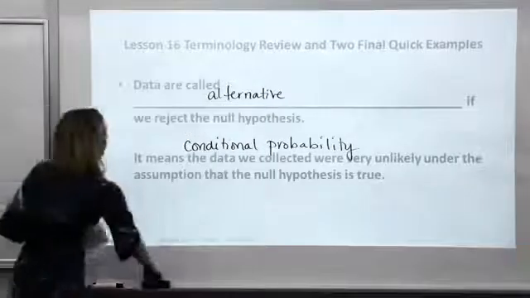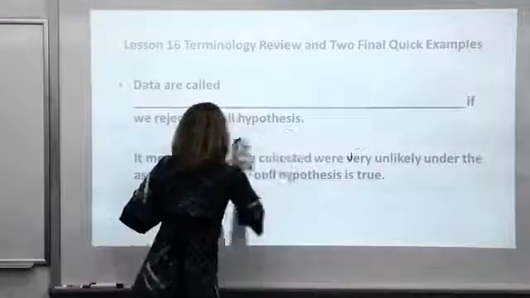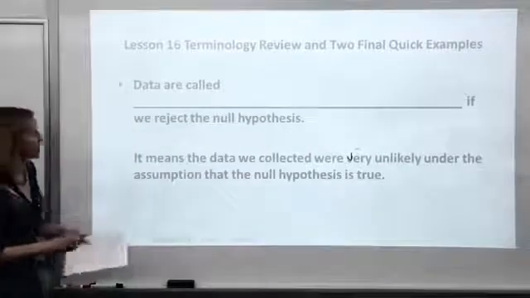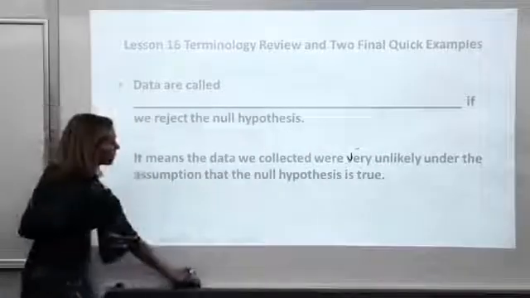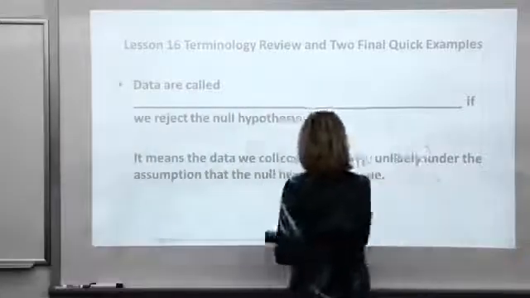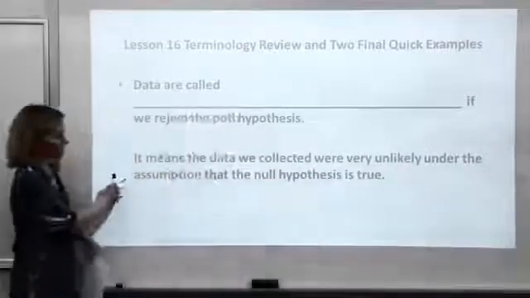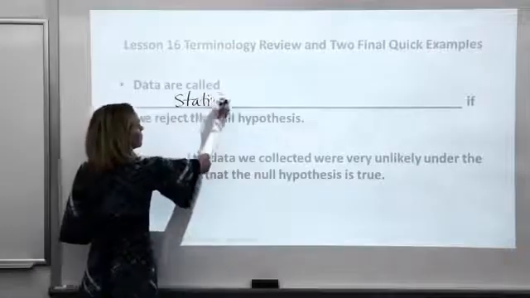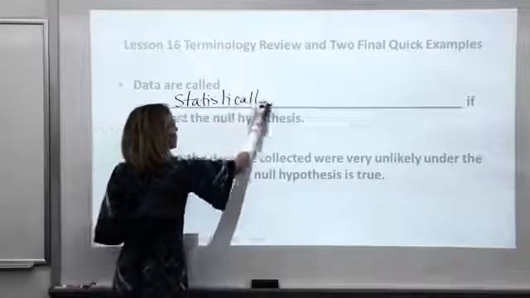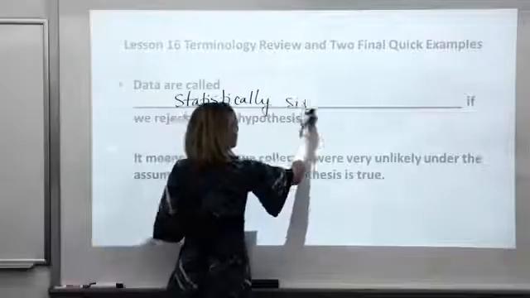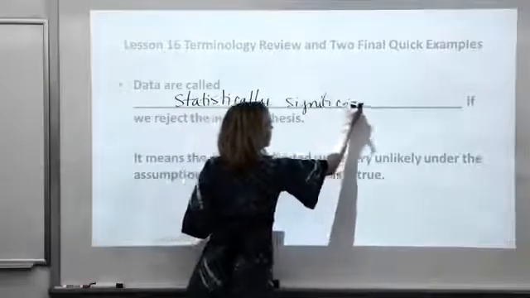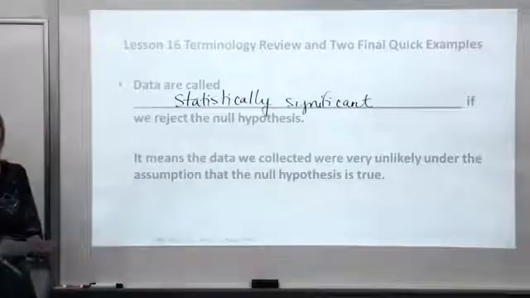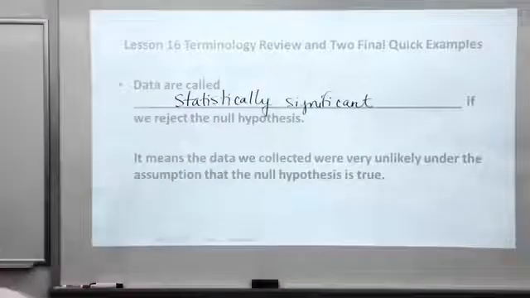All right, next, data. If we end up rejecting the null hypothesis, we say that the data are statistically significant. That means that the data we collected were very unlikely under the assumption that the null hypothesis is true. So we would say the data are statistically significant. Next bullet.